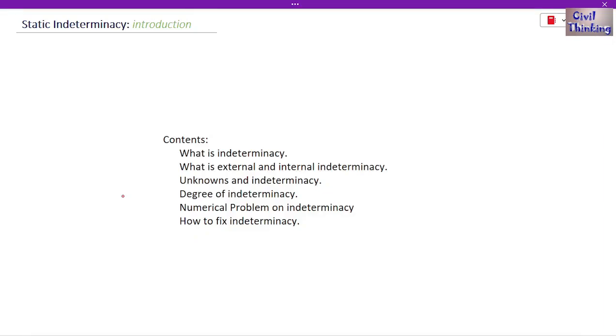Welcome to Structural Analysis Lectures by Soul Thinking, and today we are going to see another lecture in Trusses. Today's topic is static indeterminacy in Trusses.